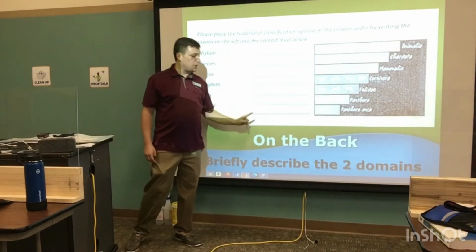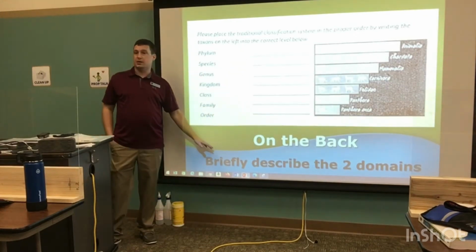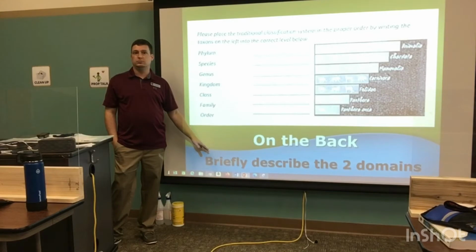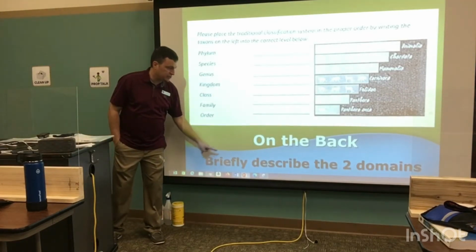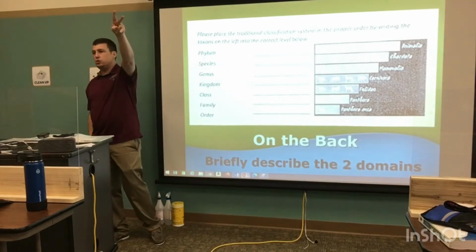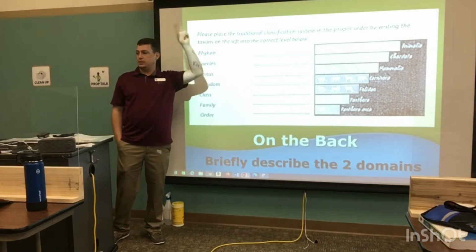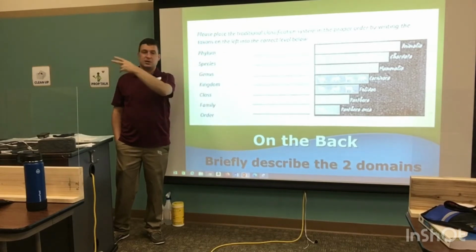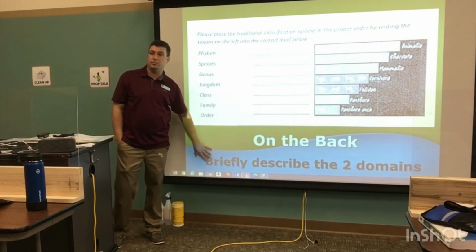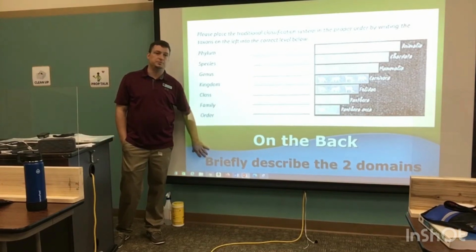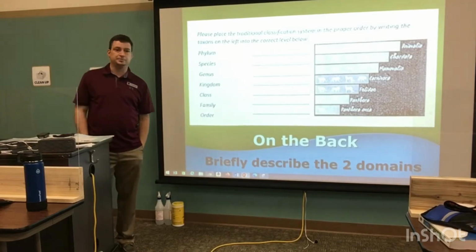You place them in proper order from largest to smallest, and then on the back side of your quiz, you have work to do as well. Just a little bit though. On the back side, you will write a brief description of the 2 domains. Does everyone understand that? Do we have to write the names? Yes. So on the back side, you have to write down the 2 domains and briefly describe them on the back side of your little quiz sheet. Does spelling count for the 2 domains? No, I will not count off for spelling.